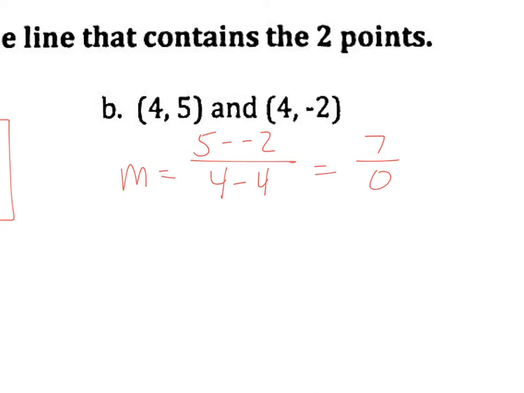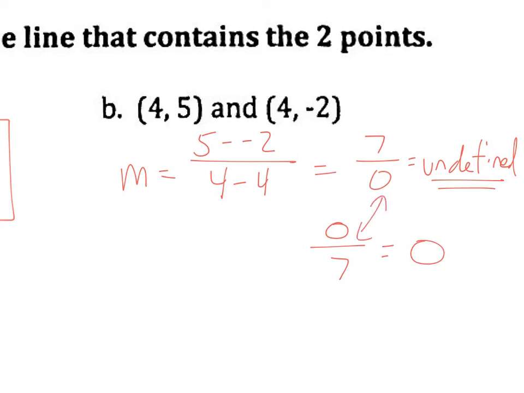You can't divide by 0, so think about what that means in terms of slope. We have 2 weird slopes. Well, actually, you only have 1 weird slope that's undefined. And that's what this is. You can't divide by 0, so the slope is undefined. If you had something like 0 divided by 7, you would actually simplify that and put 0. So there's a difference between having a 0 on top and a 0 on bottom.